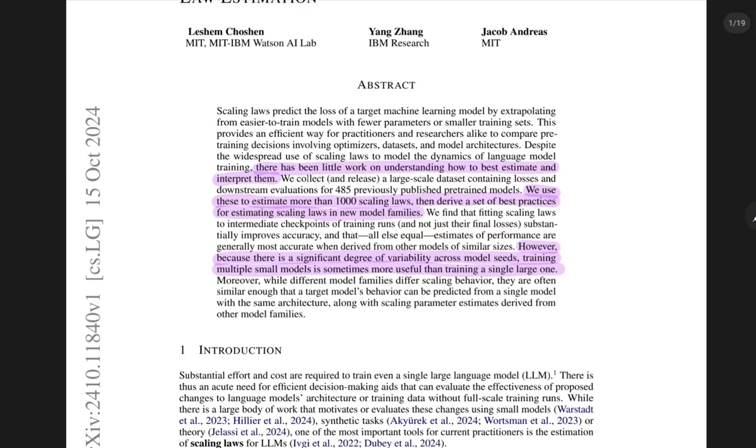So let's start. The first thing is, scaling law predicts the loss of a target machine learning model by extrapolating from easier to train models with fewer parameters or smaller training sets. Okay, so they have made it pretty clear in the first line that they are going to show us a particular set of rules, what the consequences and pros of following them are, and we can decide ourselves what is better for us, right?